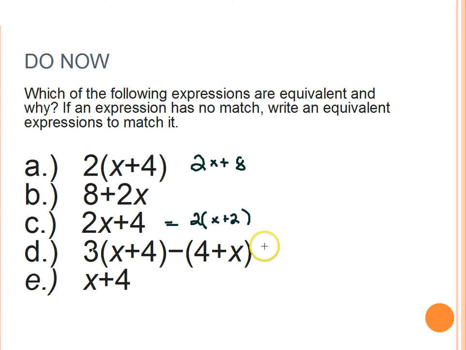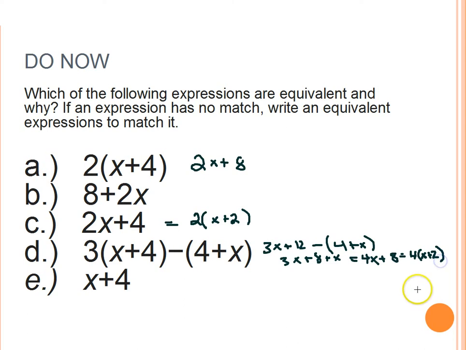In this case, when I simplify this, it becomes 3x plus 12 minus 4 plus x. So I'm going to combine like terms. I've got 12 minus 4 is 8. So I have 3x plus 8 plus x. So this becomes 4x plus 8, which doesn't match anything. So then I see a common factor of 4. I can rewrite it as pulling out a 4, x plus 2.